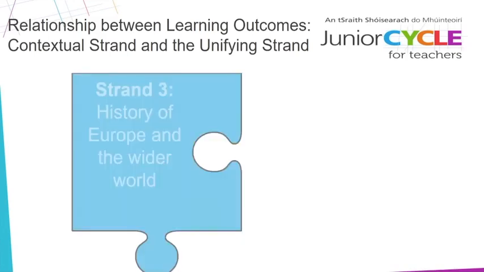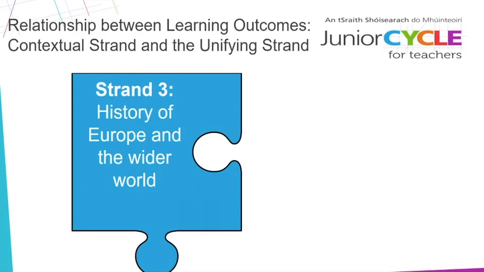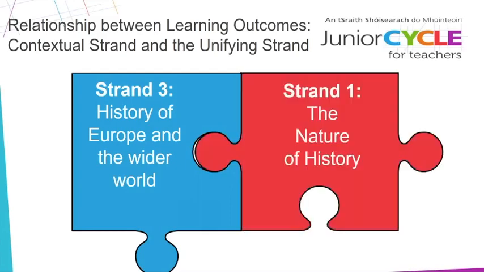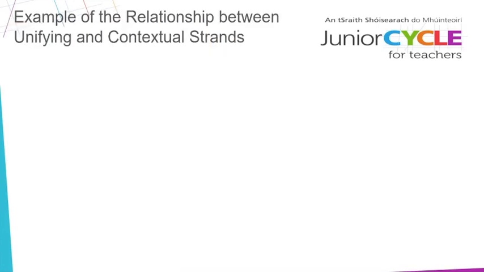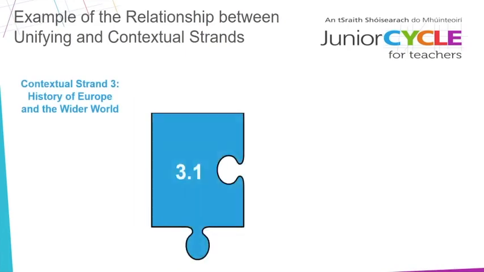Between Strand 3, the history of Europe and the wider world, and Strand 1, the nature of history. So, from the contextual strand, we've selected the first learning outcome from Strand 3, Europe and the wider world. 3.1: Investigate the lives of people in one ancient or medieval civilization of their choosing, explaining how the actions and or achievements of that civilization contribute to the history of Europe and or the wider world.